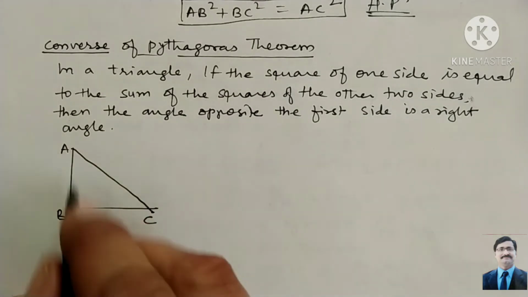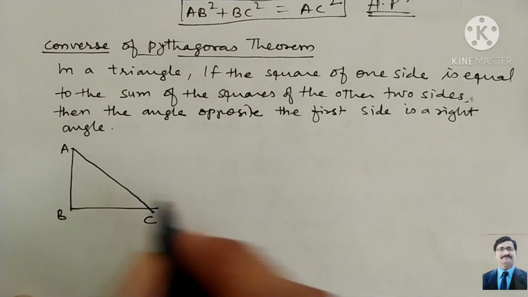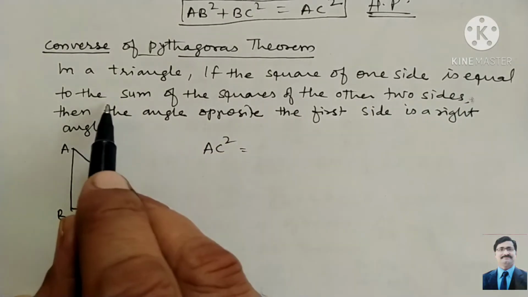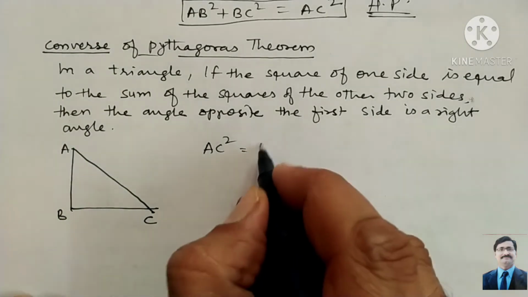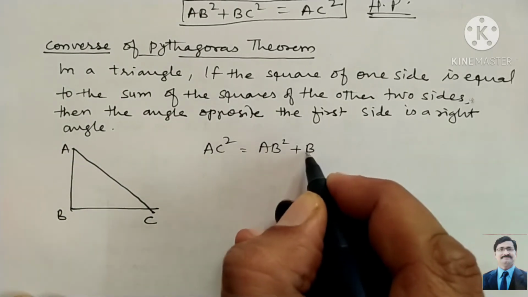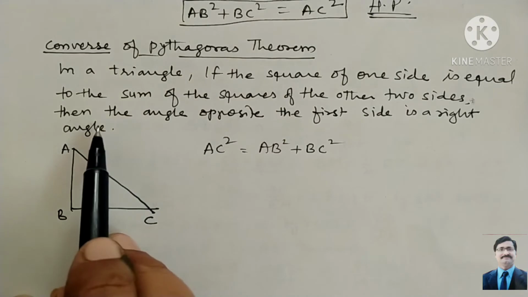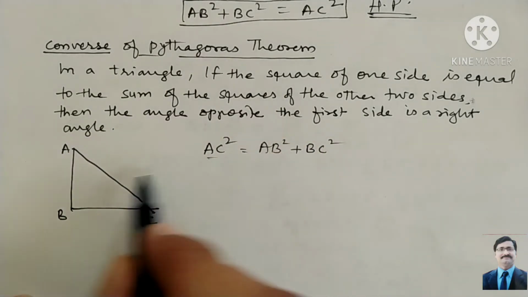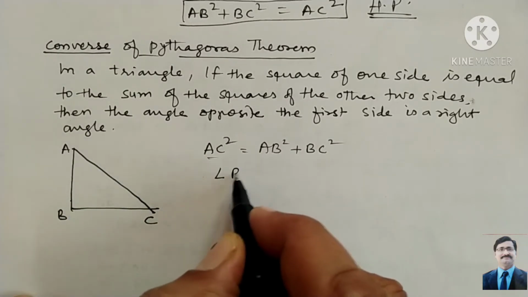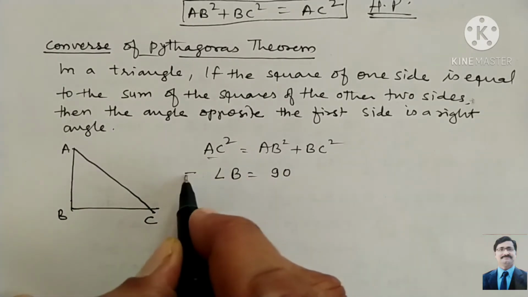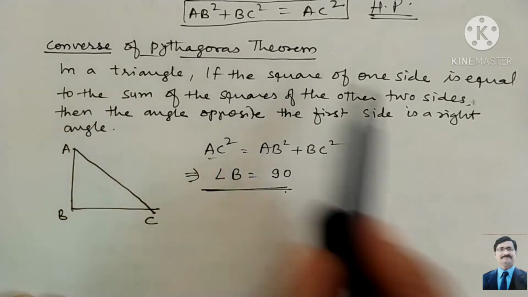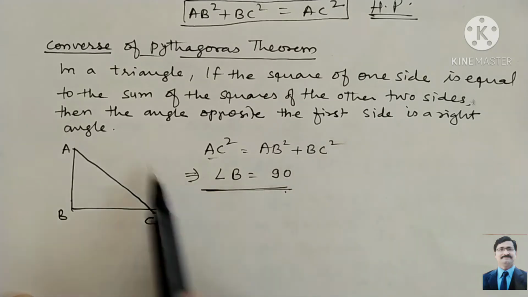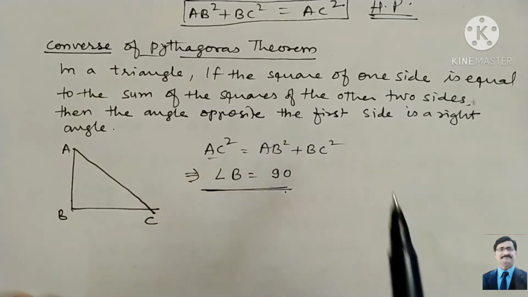And look here, this triangle ABC is given. Here we take AC square, means square of one side we take AC square, and that is equal to the sum of squares of the other two sides. We can write here AB square plus BC square. And look here, opposite to the first side, opposite to AC, we have angle B equal to 90 degrees. This we have to prove here. So look here, this proof is not in your board this year, you only have to read this converse of Pythagoras theorem.